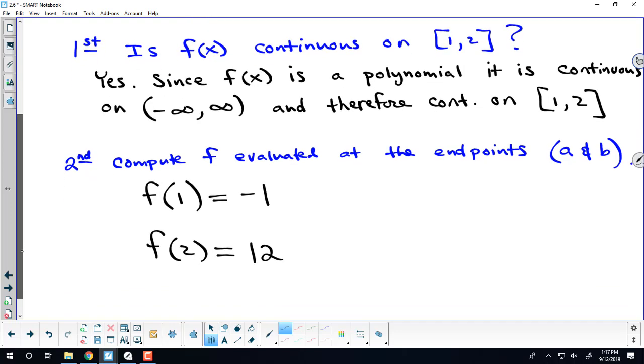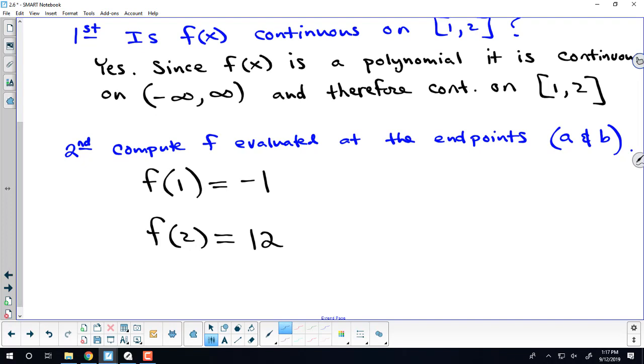Okay. So, you know, if kind of wondering, well, what does that mean? Let's look at it graphically. Here's my closed interval from 1 to 2. And we know that the function evaluated at 1 is negative 1. And f of 2 is 12, so we'll just say that's up here. What we're trying to check for is, does that function ever equal 0? Is that function ever equal to 0?